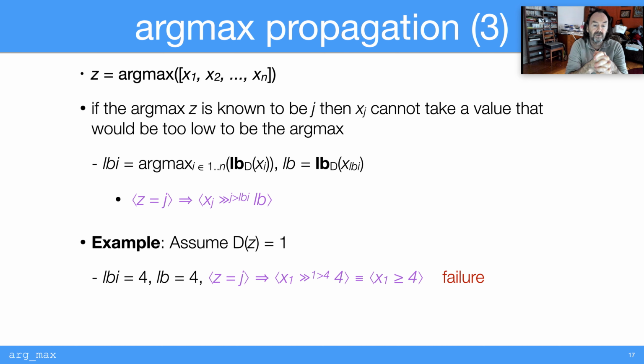So if we take our example, just modify it slightly by making the domain of Z equal to 1, then we still have the same LBI, the 4th index position, and the lower bound was 4, and because Z equals 1, we get this x1 with the funny comparison against 4. In this case, 1 less than 4 is false, 1 greater than 4 is false, so we get x1 is greater than or equal to 4, and we can infer that, but that fails, of course, because the domain of x1 is 1 to 3.